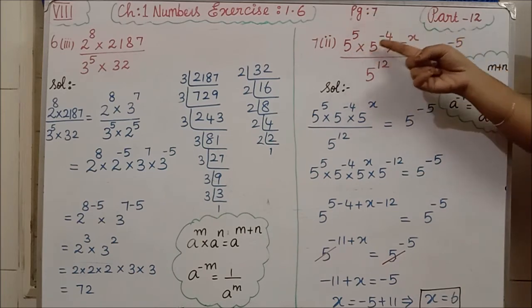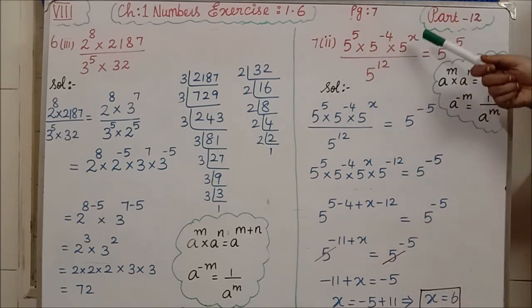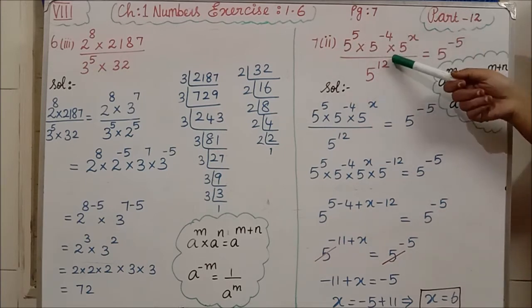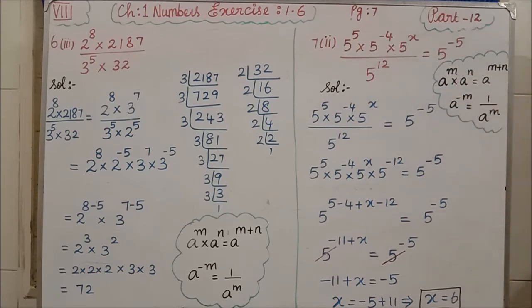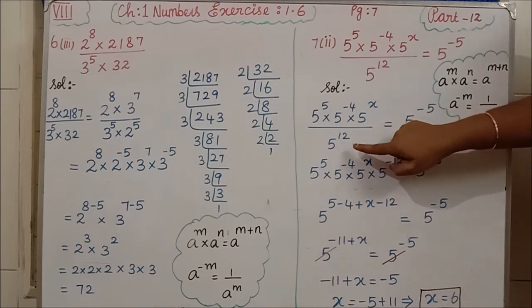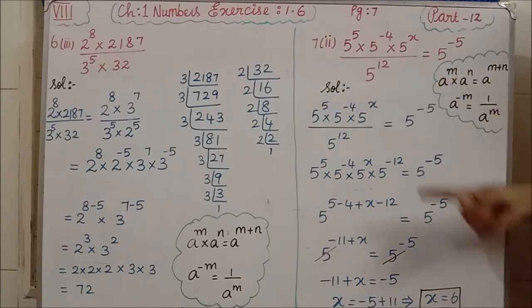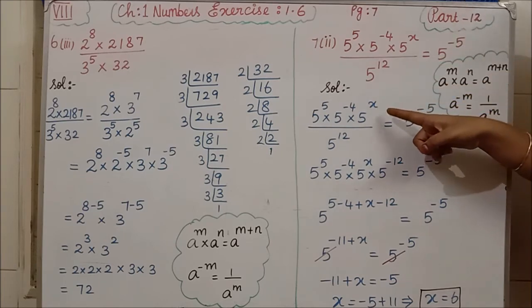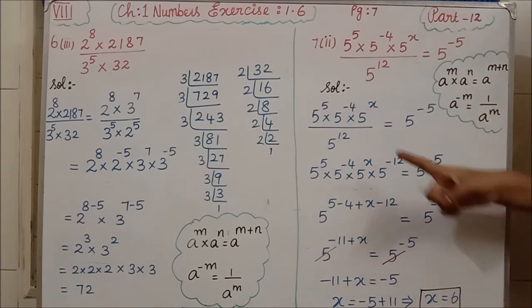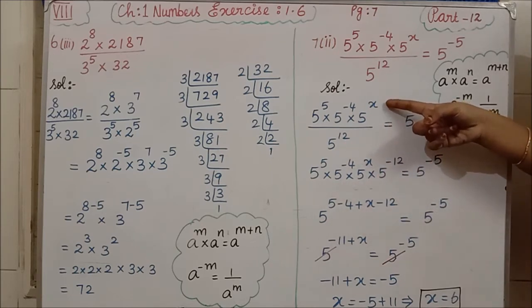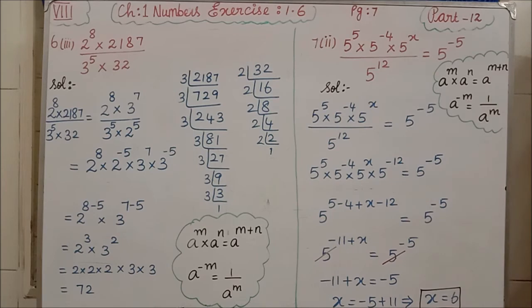Now, 5 power 5 into 5 power minus 4 into 5 power x divided by 5 power 12 is equal to 5 power minus 5, they are given. Now I am writing the LHS part as such, and the RHS part also as such. Now I am taking this 5 power 12 to the numerator. I told you there itself, whenever the denominator has a power value, when it comes to the numerator it will become negative. So when this 5 power 12 comes to the numerator it will become 5 power minus 12. Clear?